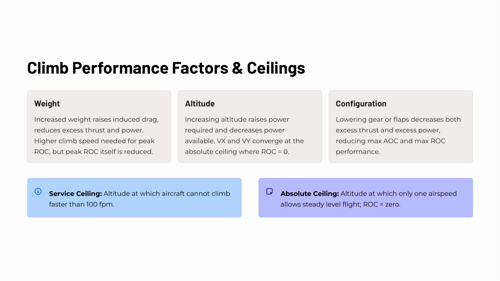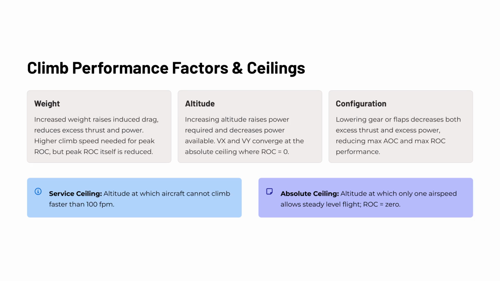Configuration matters as well. Extending the landing gear or deploying flaps increases drag, reducing both excess thrust and excess power. This degrades your maximum angle of climb and maximum rate of climb simultaneously, which is why clean configuration is essential for optimum climb performance. Understanding the two ceiling definitions is critical.